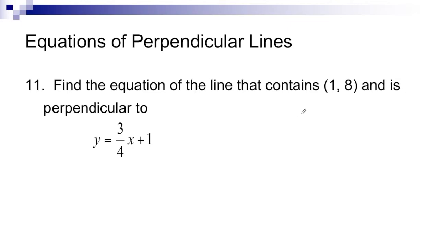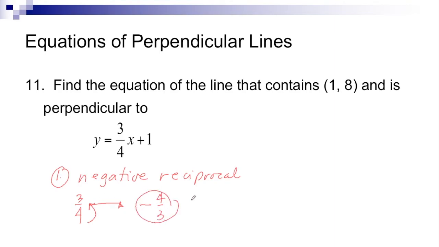So let's find the equation of a line that contains (1, 8) and is perpendicular to y equals 3/4 x plus 1. Remember that the first step is to find the negative reciprocal of the slope. So the slope for this equation is 3/4. So let's take the negative reciprocal first. If it's positive, then it becomes negative, and then flip 3/4 and it becomes 4/3. So negative 4/3 will be your new slope, or the slope perpendicular to the other equation.